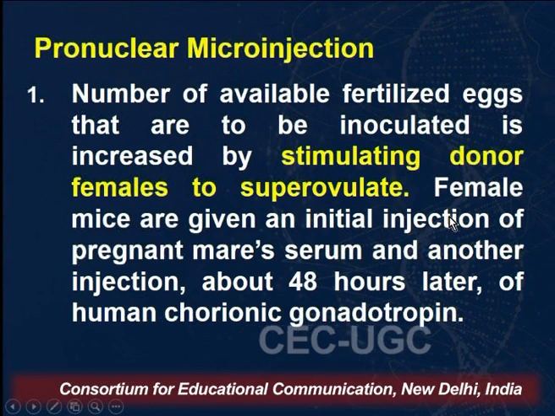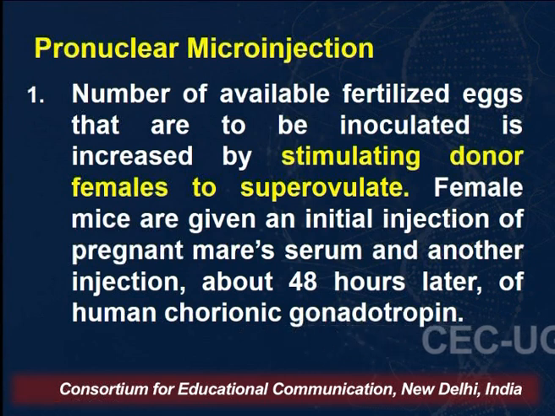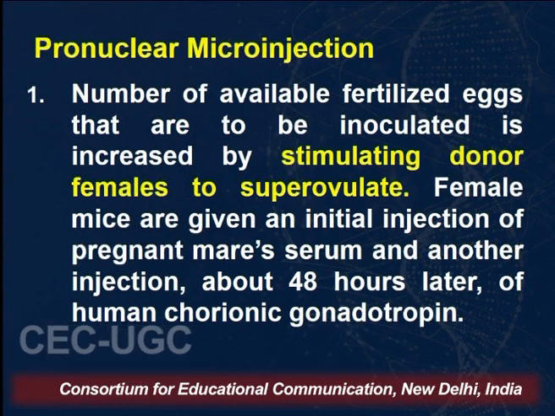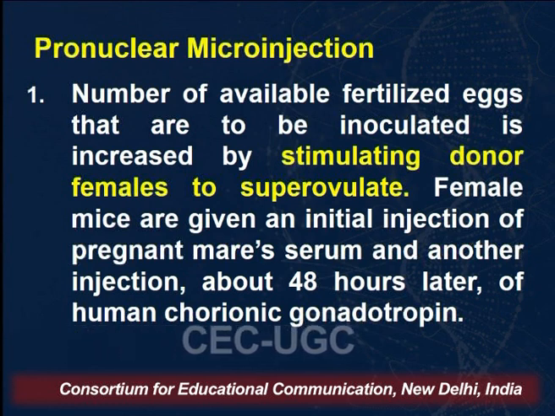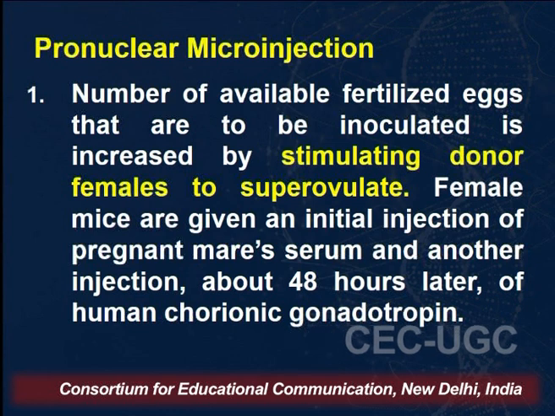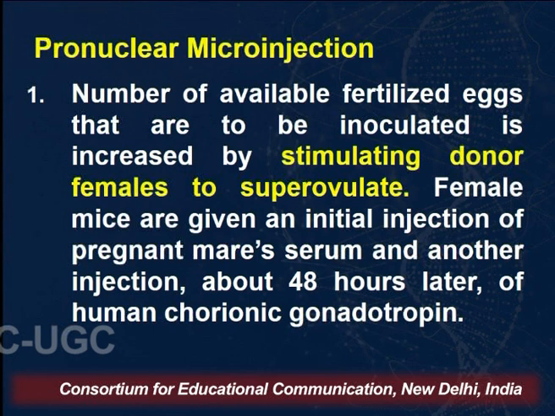Now, pronuclear microinjection. The steps involved are basically that first of all, the number of available fertilized eggs that are to be inoculated is increased by stimulating donor females to superovulate. So, first step is superovulation.